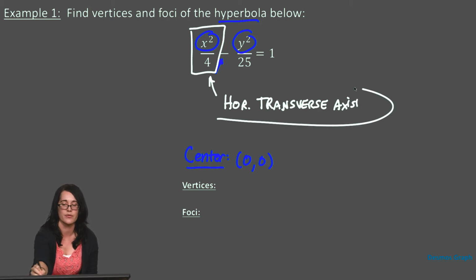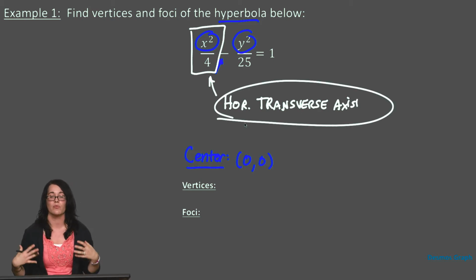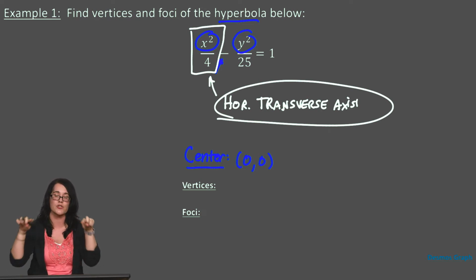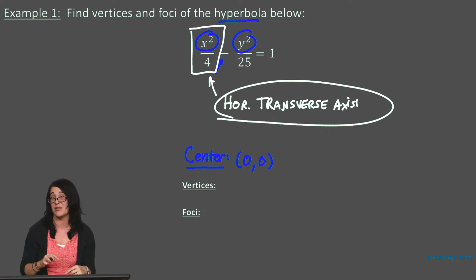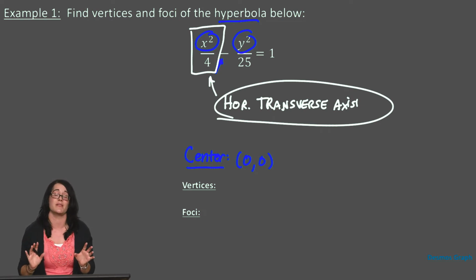When you learn something, it usually helps to write it out as you're learning it, okay? Something about kinesthetic learning. So we want to make sure we understand this is a horizontal transverse axis because the x squared term is the positive term. Notice you might have been tempted, you don't have to admit it, to think that this was a vertical transverse axis because the bigger number was under the y term.